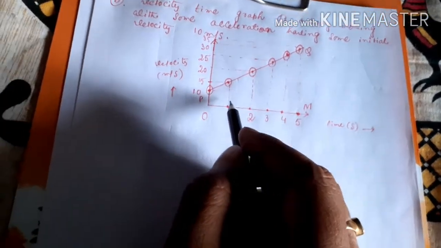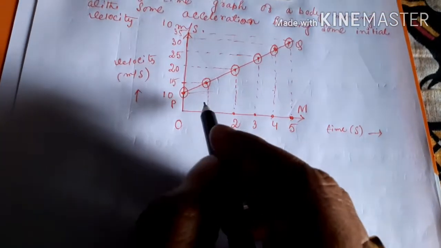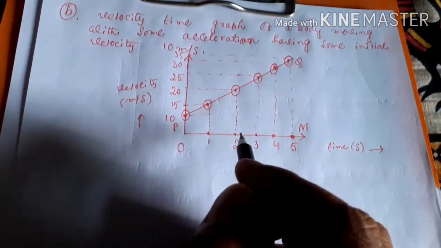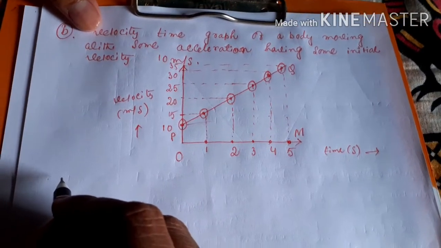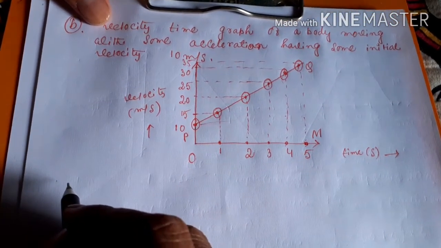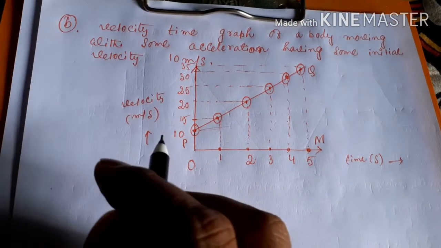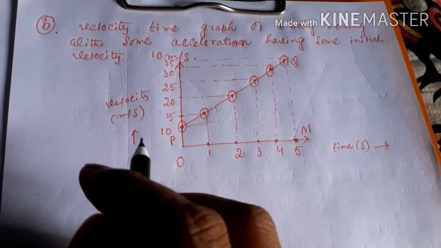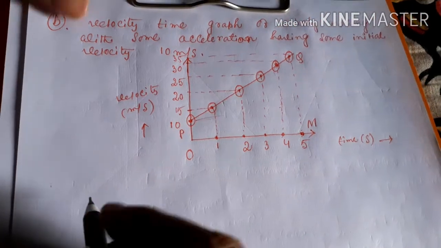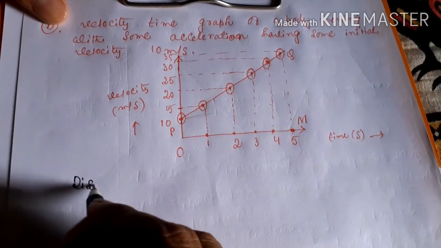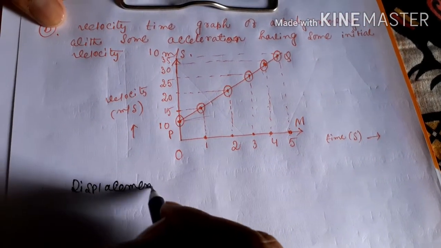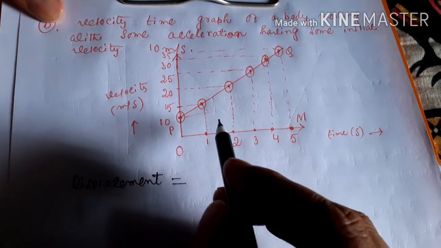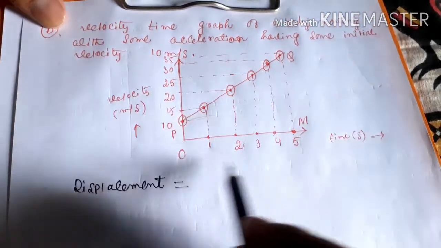Now in this case, suppose you are going to calculate the displacement and the acceleration of the body. So first of all we will calculate the acceleration of the body, then we will calculate the displacement of the body. So individually we will not calculate, we will calculate the total one.